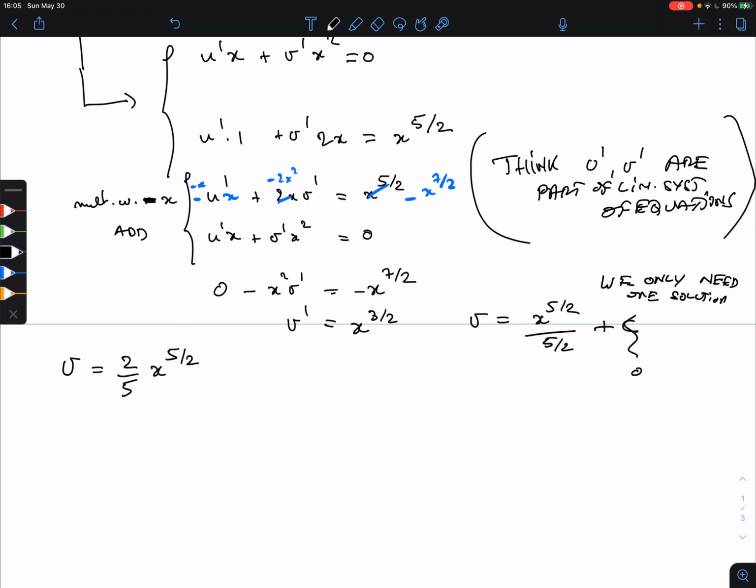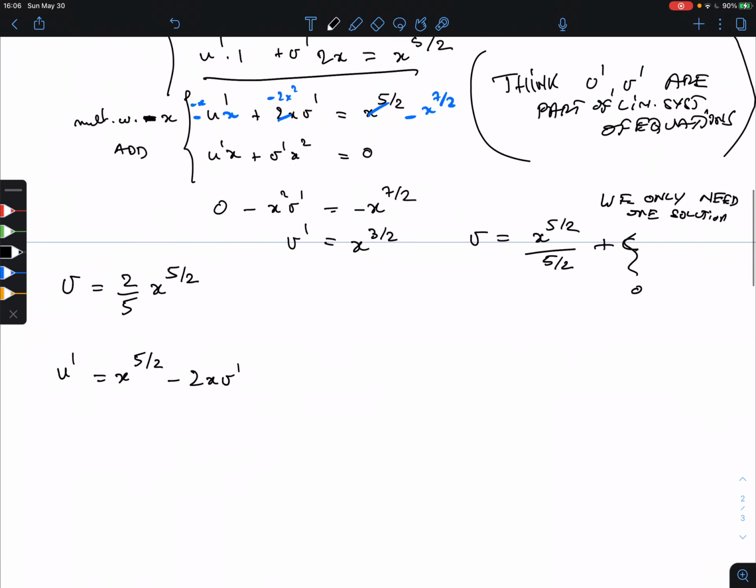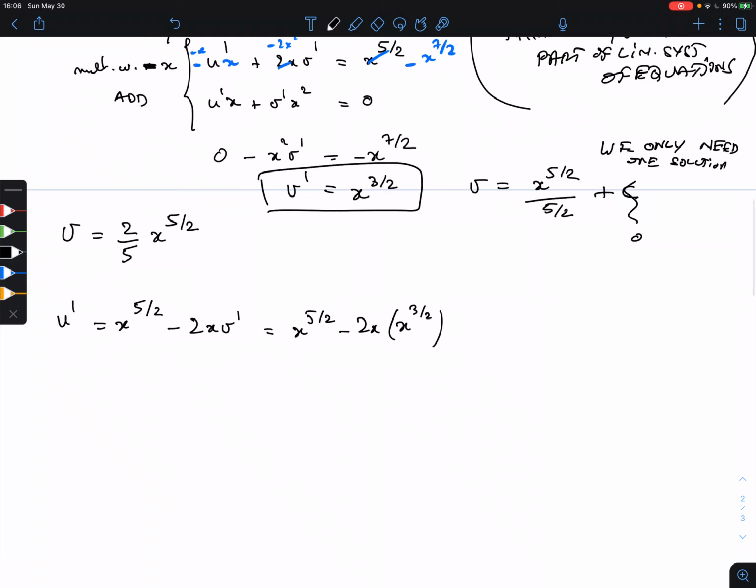What about u prime? Well, we could now plug this in, right? Let's plug it into the first equation that we had here, which I messed up a little bit with my blue. So that was this one here. So we have u prime equal to this equation, but I'm going to write it a little bit in this way, bringing this to the other side. And we found that v prime was x to the 3 halves, so this is x to the 5 halves minus 2x times x to the 3 halves. Don't take the derivative of this to find v prime, right? Because you have it already, okay? So if I solve for this, that is x to the 5 halves minus 2 times x to the 5 halves, so minus x to the 5 halves.